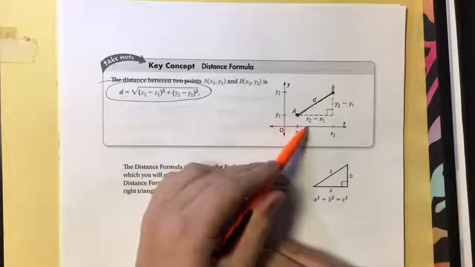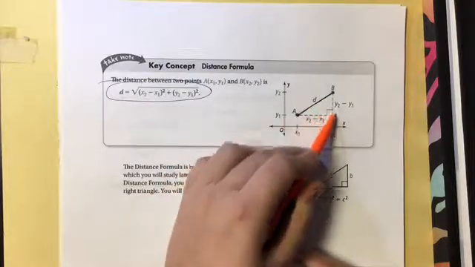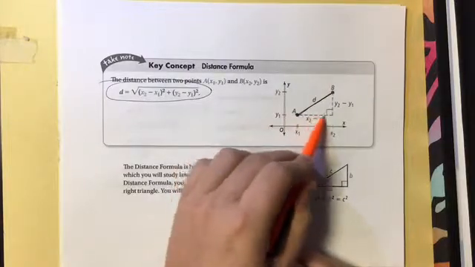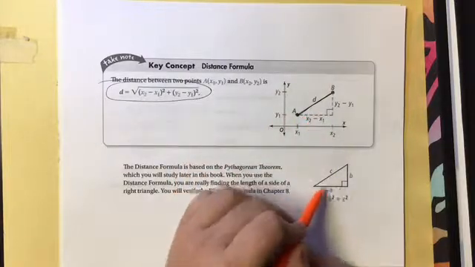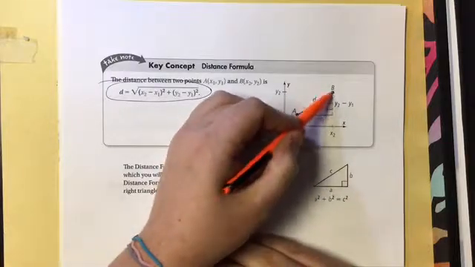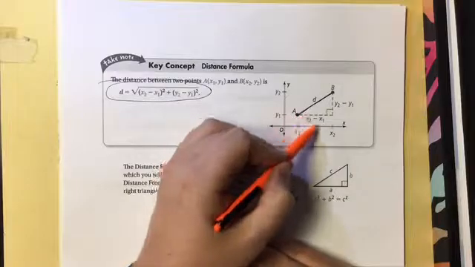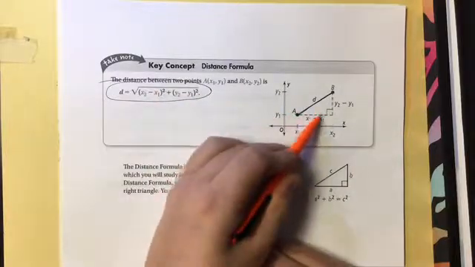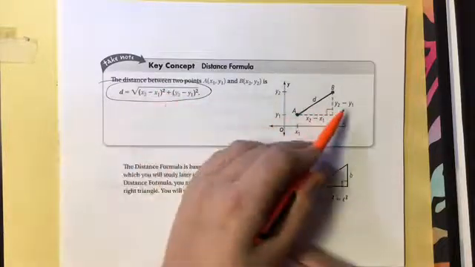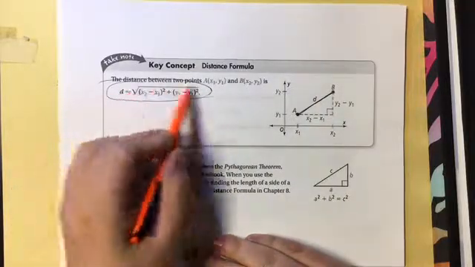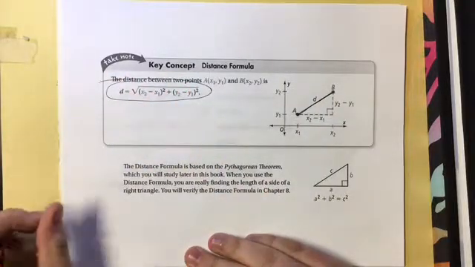Because if you look at this picture, we have a right triangle right here, and this x2 minus x1, that'll tell us how long this side is, that's A. And when we do y2 minus y1, that'll tell us how long this side is, that's the B. And remember, each one of those subtraction problems was squared. So here's A squared plus B squared equals C squared. And then you take the square root to get C by itself.